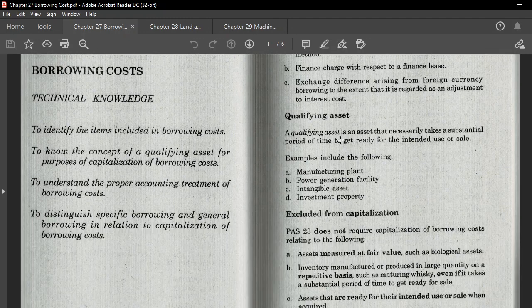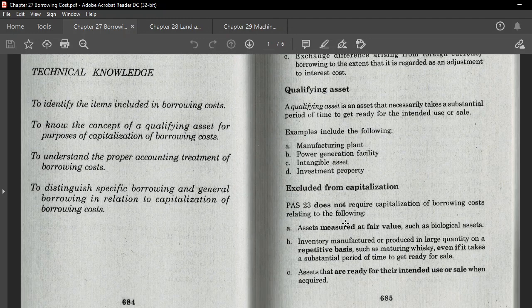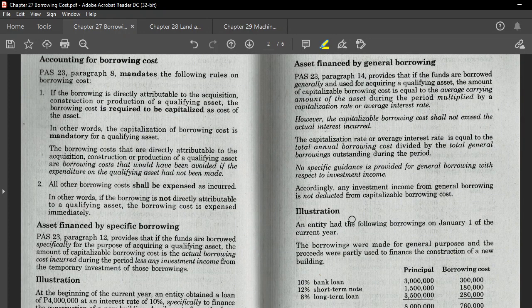So, we have here a definition of a qualifying asset. So, I will leave all the reading to you. And take note, what are those items that should be excluded from the capitalization. So, pag may capitalization, i-appeal siya sa cost sa item or sa asset. So, I think I mentioned this yesterday. Capitalization is the term. So, what are those things that we are going to exclude?